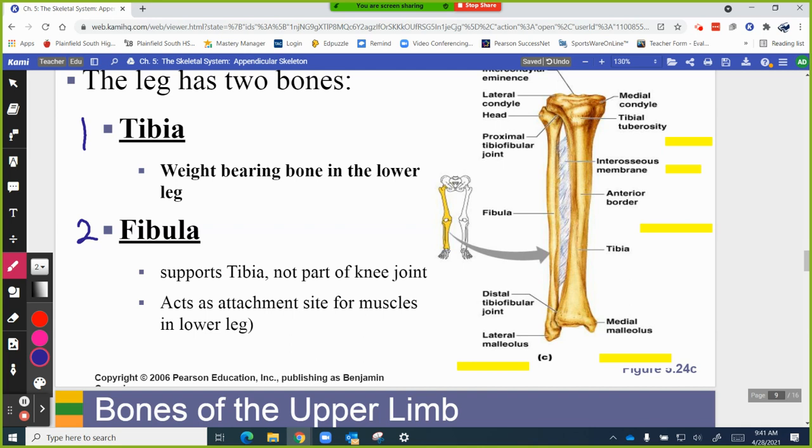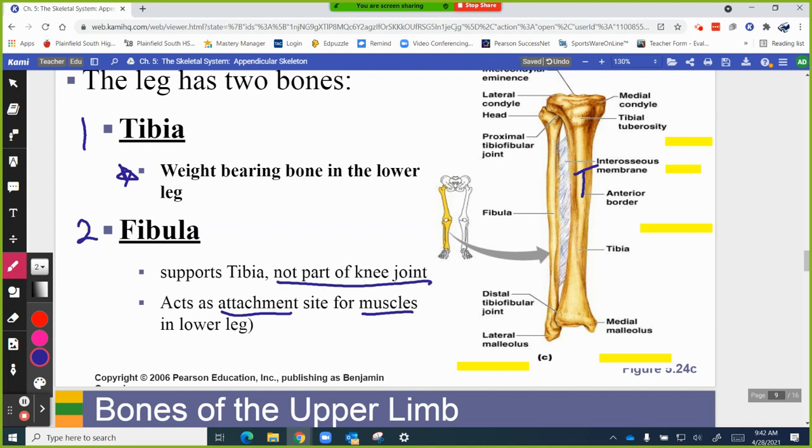So the tibia is here, more medial, all right? So if we think medial and lateral on the lower leg, the tibia is more medial. The tibia is also the weight-bearing bone of the lower leg. The fibula really does not. The fibula is really there just as an attachment for muscles. Okay, it's not part of the knee joint.